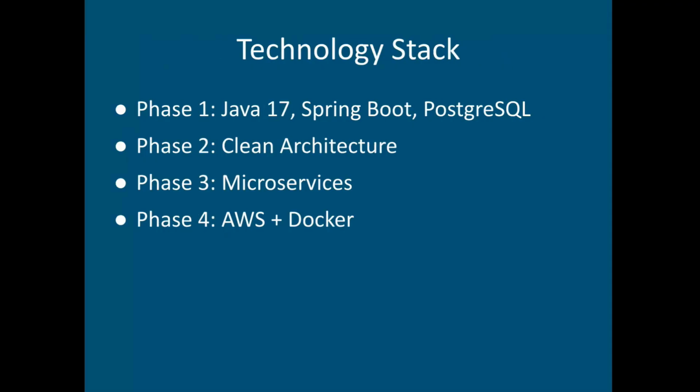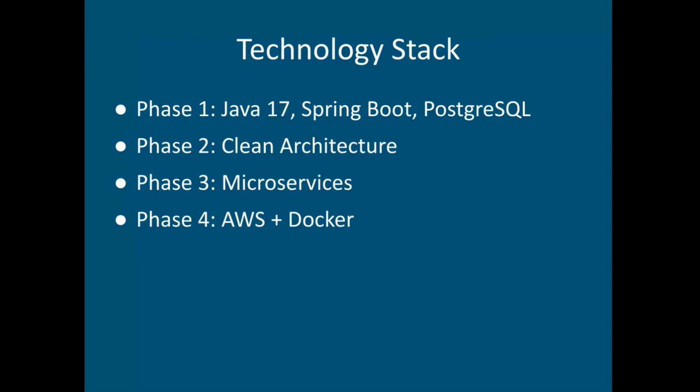So guys, this is our technology stack overview. In phase 1 we will look over the core backend foundation. For our backend system we are using Java 17, Spring Boot, PostgreSQL, and we will design the REST APIs and use JPA and Hibernate. So our focus for phase 1 will be on strong fundamentals and real coding.